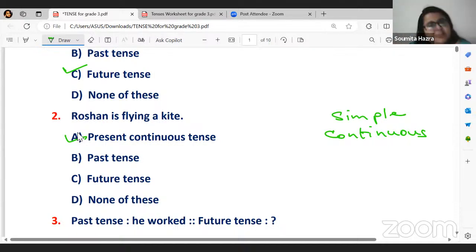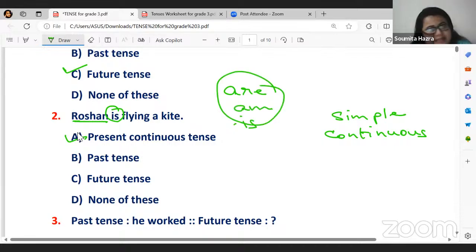When it is present continuous, you use am, is or are according to the subject. If it is a third person singular number, I use is. If it is plural in number, we will have to use are. And if it is only I, then with I will have to use am. So these are the 3 helping verbs for present continuous sentences.